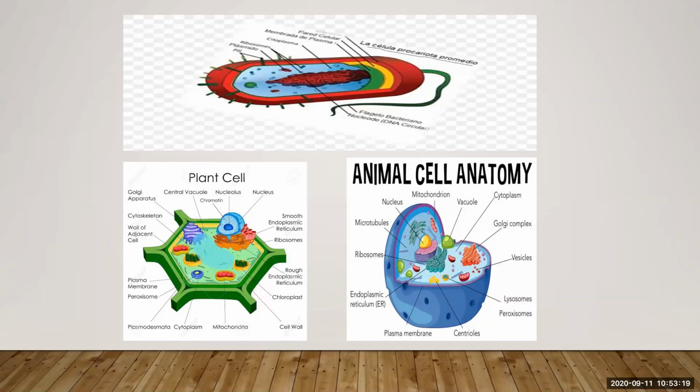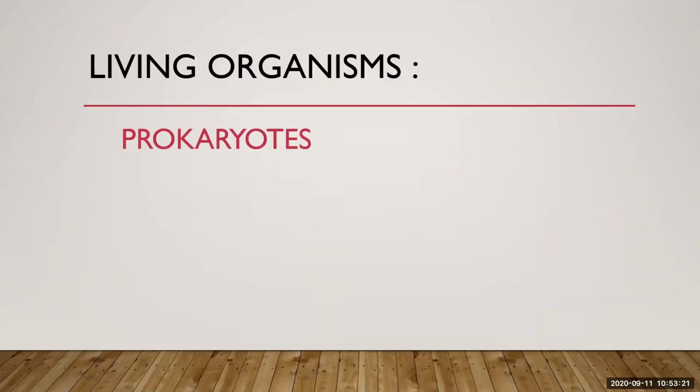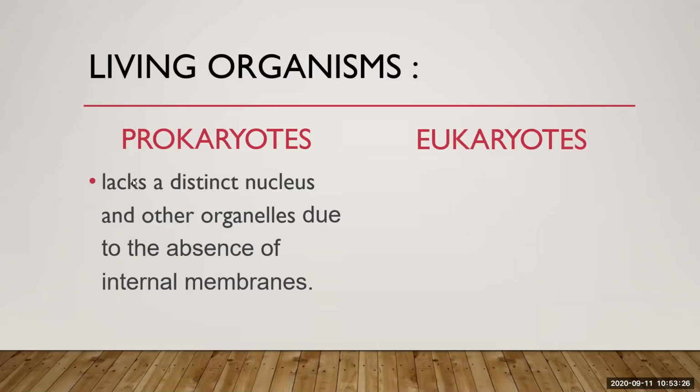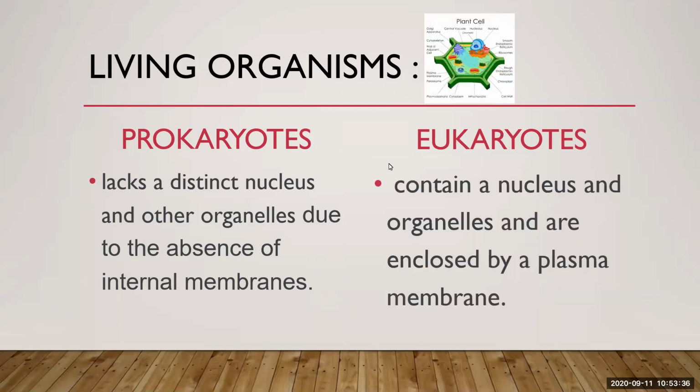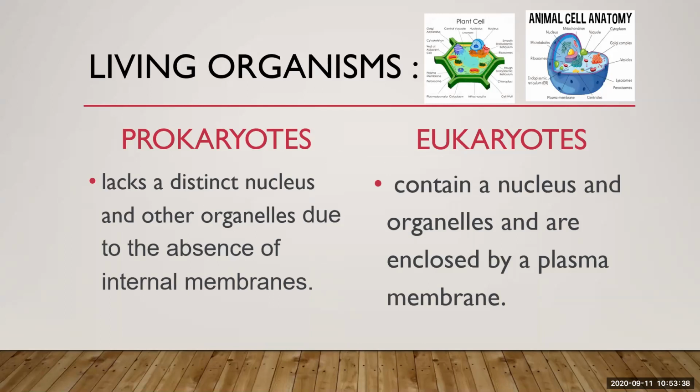On the basis of this, organisms are classified into prokaryotes and eukaryotes. Now, what are prokaryotes? Those lacking a distinct nucleus and other organelles, due to the absence of internal membrane, are prokaryotes. And what are eukaryotes? They contain a nucleus as well as other cell organelles, enclosed by a plasma membrane. So those cells having a true nucleus, other cell organelles and plasma membrane are considered eukaryotes. Okay, so this is the first criteria.